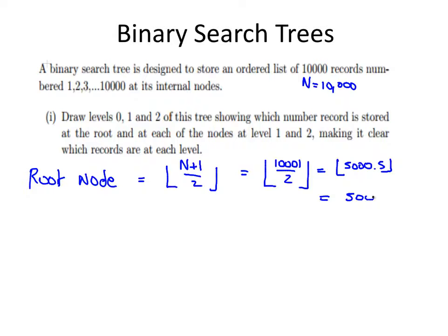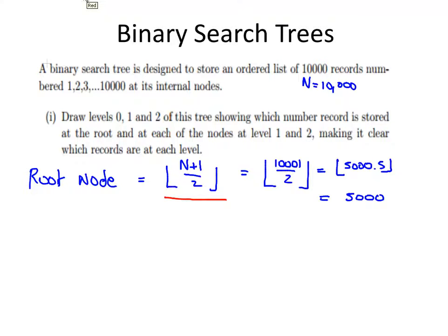Now, just as a quick remark, I'm going to skip past this: when n is an even number, this identity just works out, you just have to divide the number by 2. It's when you have odd numbers of n that you need to use this formula. So in level 0, the root node is 5,000. So what about level 1? What are the two child nodes of the root node?